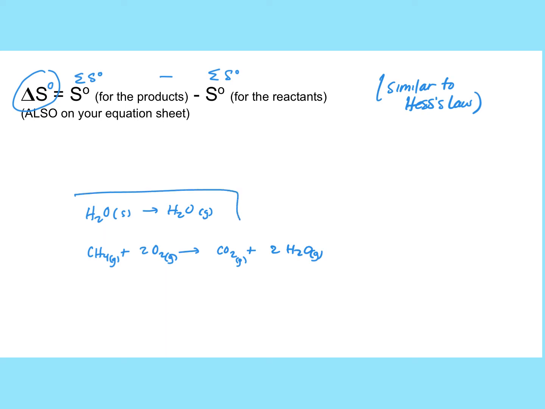So let's take this first example and calculate delta S using the values from Appendix C. Pause the video now, look up the values, calculate an answer, and see what we end up with.